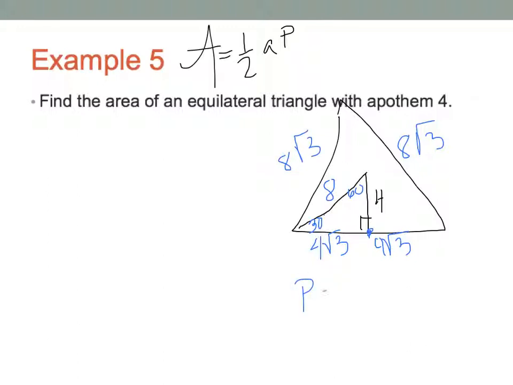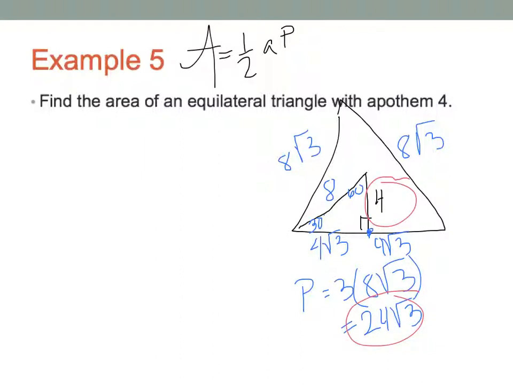Perimeter equals 3 times the length of each of my sides, which is 8 root 3, and it gives me 24 root 3. I have everything I need now. I have my apothem and I have my perimeter. So let's plug it into our area formula. 1/2 apothem, which is 4, they gave it to me, times my perimeter, which is 24 root 3.